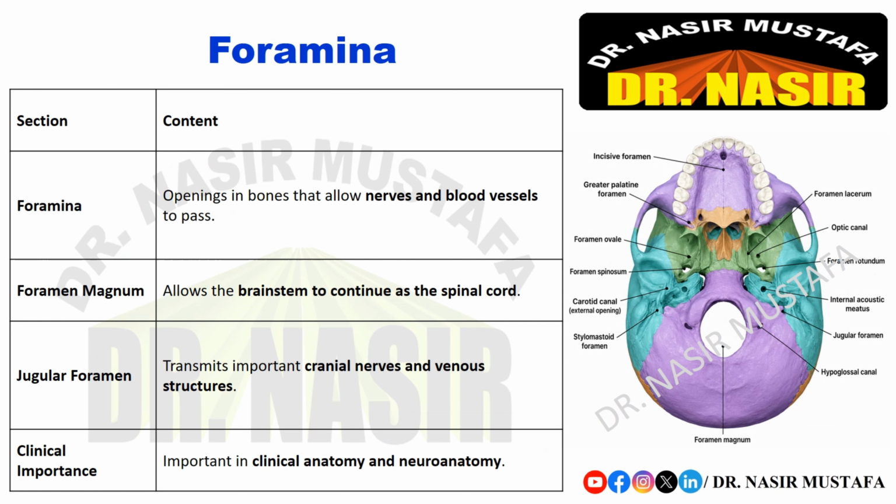Foramina. Another important feature of the skull is the presence of foramina. A foramen is an opening through a bone that allows structures, such as nerves and blood vessels, to pass. Examples include the foramen magnum, through which the brainstem continues as the spinal cord, and the jugular foramen, which transmits important cranial nerves and venous structures. Knowledge of skull foramina is particularly important in clinical anatomy and neuroanatomy.